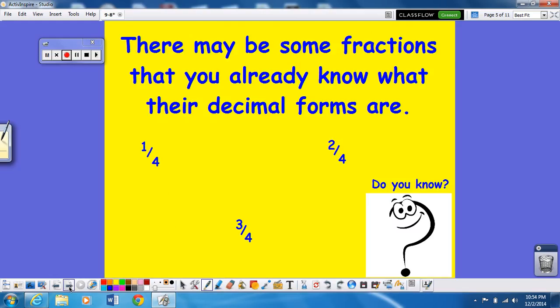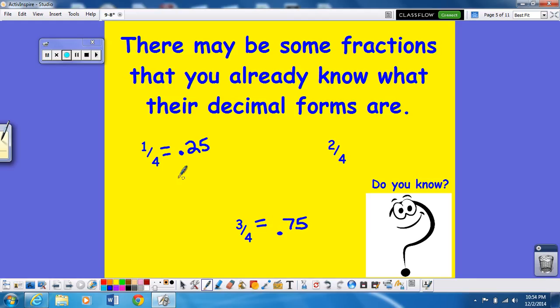Okay? So there are some fractions that I want to make sure that we just kind of know. This is something that, as a fifth grade student, when you see 1/4, you should automatically know that that's 0.25. Just like when you see 3/4, you should automatically know that that's 0.75. So these are a couple that I do want you to memorize.